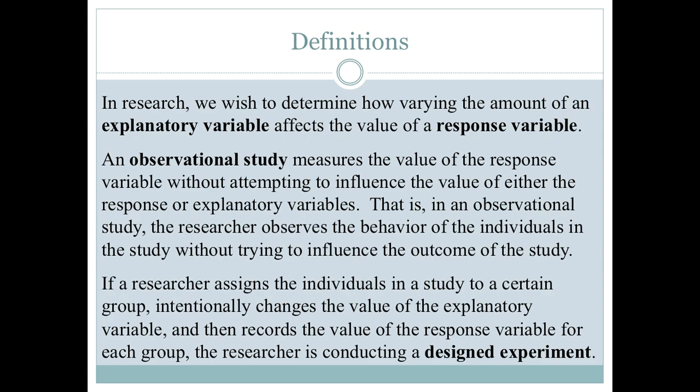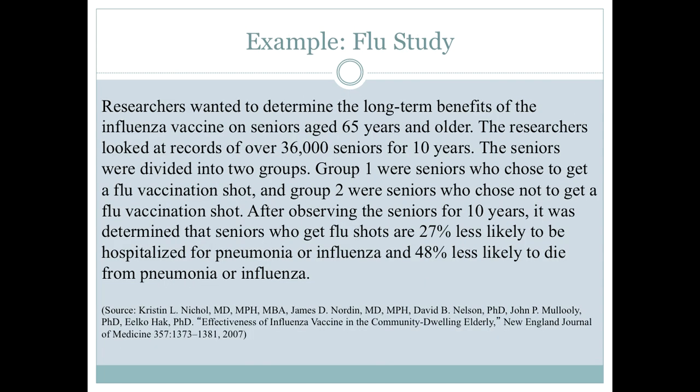That is, in an observational study, the researcher observes the behavior of the individuals in the study without really influencing the outcome of the study at all. Now, if a researcher assigns individuals in a study to a certain group, or intentionally changes the value of the explanatory variable and then records what actually happens, then that's a designed experiment. So observational study, we're just seeing what's happening without really changing anything. Designed experiment, they've actually designed what they want the experiment to look like.